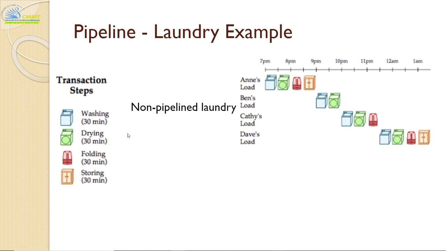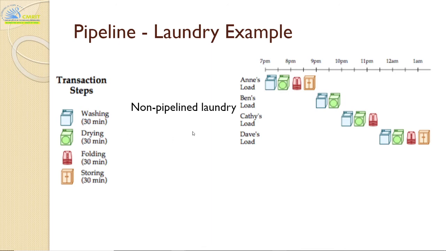Now if you have a non-pipelined laundry, then what you have is something like this. Let's assume that you have four different people: Anna, Ben, Kathy, Dave. For Anna, it's going to be these four operations. She's going to do all four: washing, drying, folding, and storing. While Ben may not do all four, each one can have their own process, but everything is a subset of all these steps.